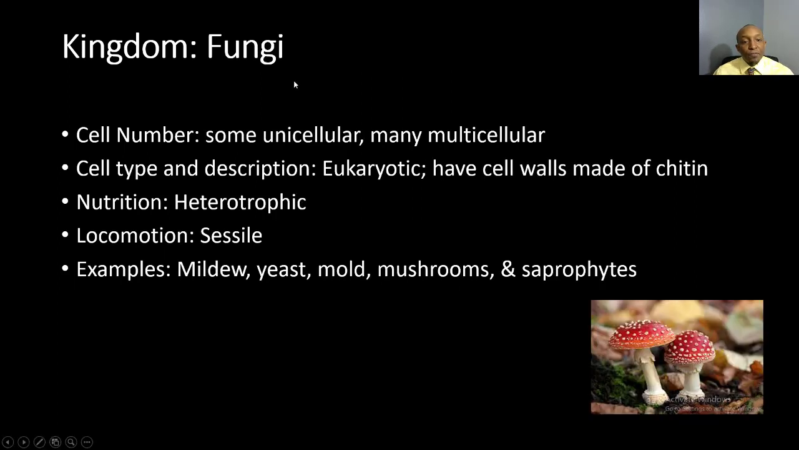Then we take a look at kingdom Fungi. Their cell number: some are unicellular, and many are multicellular. The cell type and description: all are eukaryotic and have cell walls made of chitin. Nutrition: they're heterotrophic. Locomotion: they're sessile, so they're not moving. Examples we have are mildew, yeast, mold, mushrooms, and saprophytes.